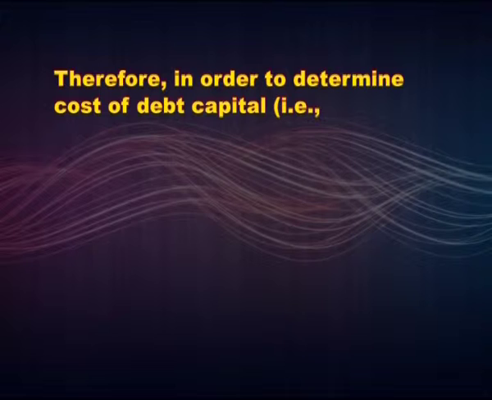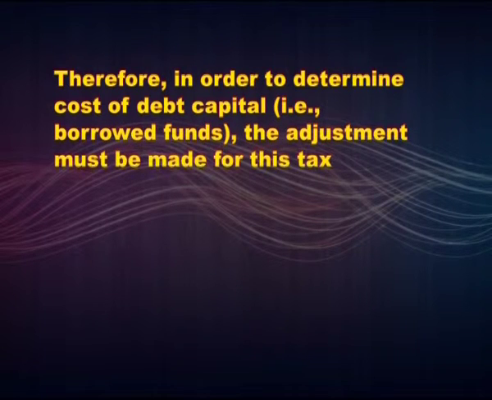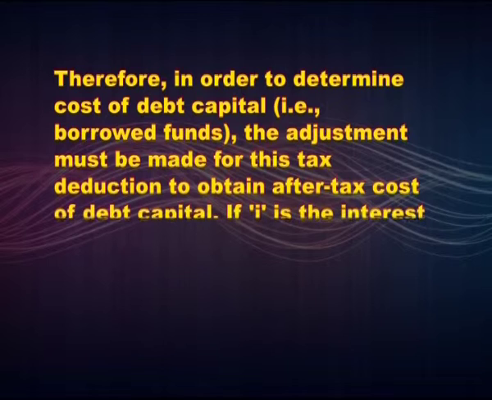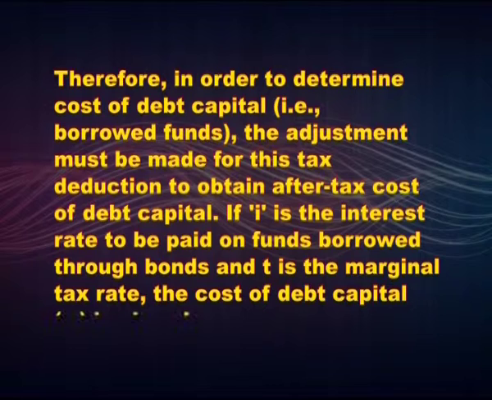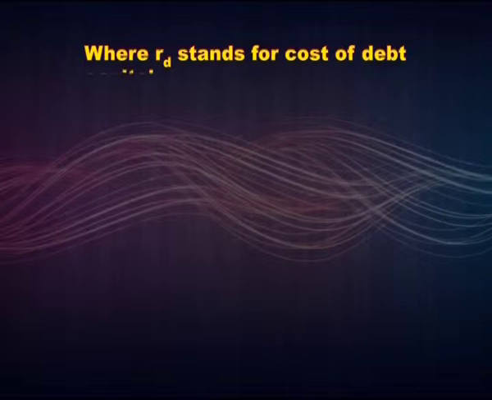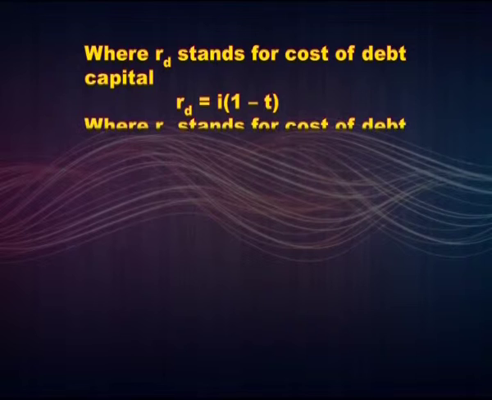It may, however, be noted that the interest payments made by a firm are deducted from the firm's income to obtain its taxable income. Therefore, in order to determine the cost of debt capital, that is borrowed funds, an adjustment must be made for this tax deduction to obtain the after-tax cost of debt capital. If i is the interest rate to be paid on funds borrowed through bonds and t is the marginal tax rate, the cost of debt capital RD is given by RD equals i times (1 minus t).